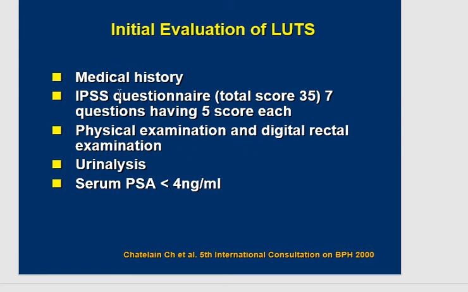First is the medical history and the International Prostate Symptom Score. Then is the physical examination and digital rectal examination. One can examine the patient and get some idea of the prostatic enlargement, then look at the urine analysis and the serum PSA. Normally it should be less than 4 nanogram per ml, but if it is more than 4 nanogram, then one should become suspicious.